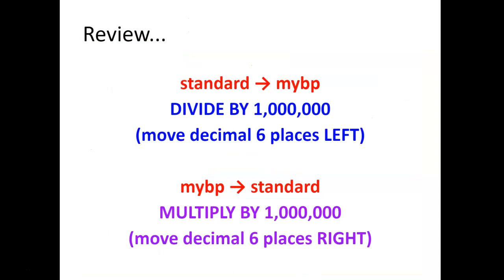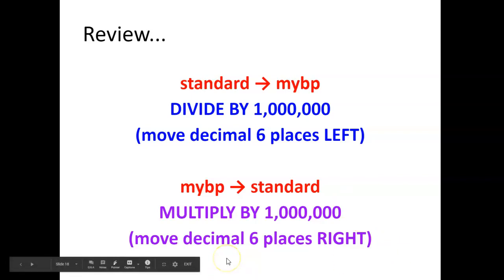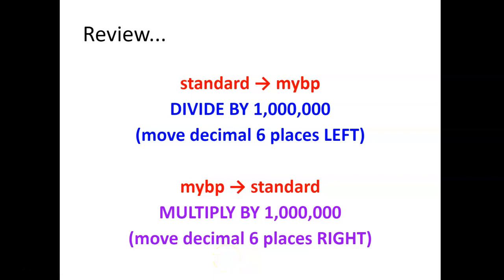So if you are taking a number from standard form and moving it to millions of years before present, you are just going to divide that number by 1 million. I did not go the reverse, which is taking a number in MYBP and moving it into standard form, but if you wanted to do that, you would simply multiply your number by a million. You would do the opposite of what we just did. And that's all there is to converting between millions of years before present and standard.